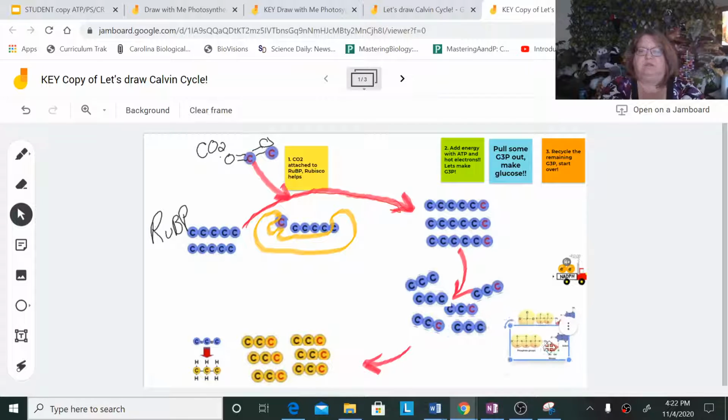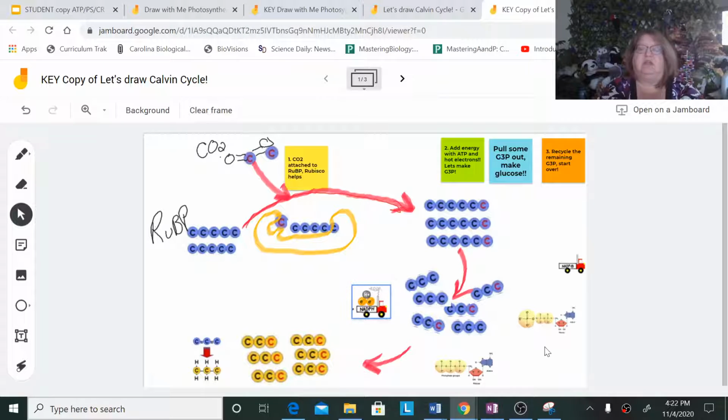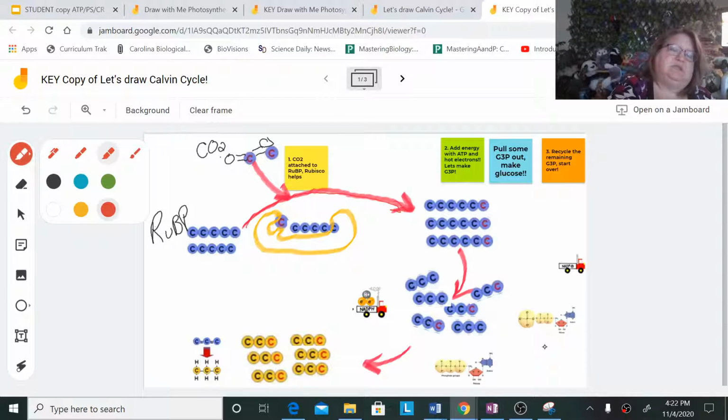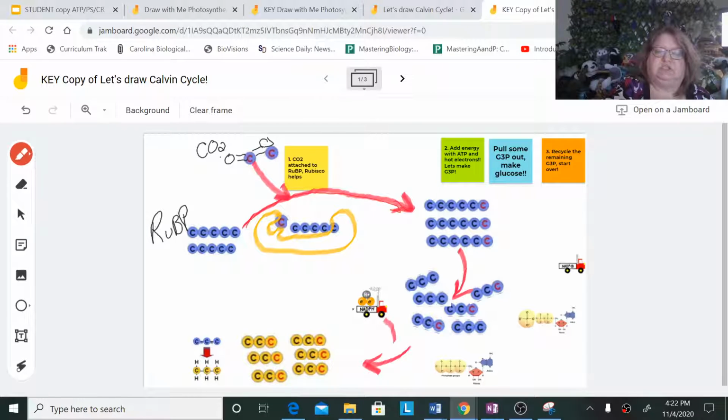So along comes ATP and along comes NADPH. I'll put that one there. And they're going to dump their energy into this process. NADPH is going to dump its electrons and hydrogen. And remember, those electrons are hot. They're energy. And then ATP is going to provide its energy.